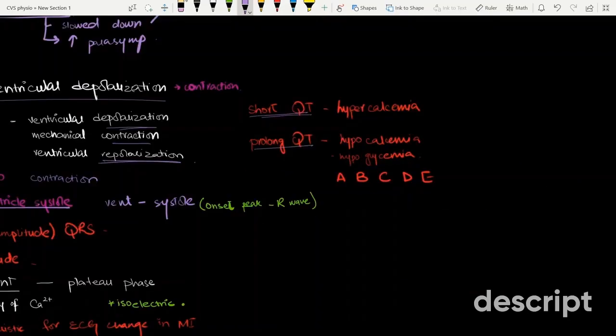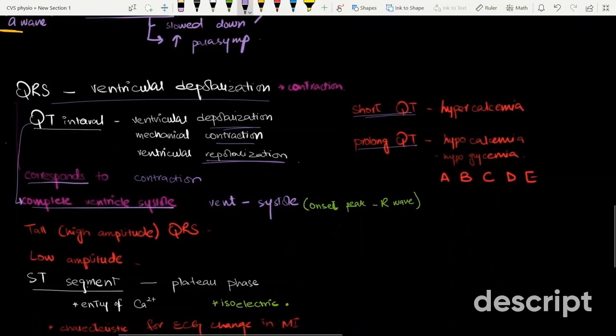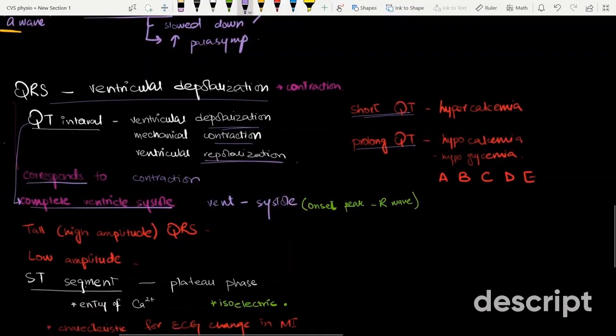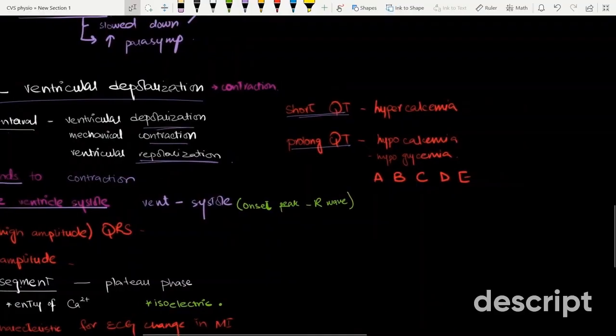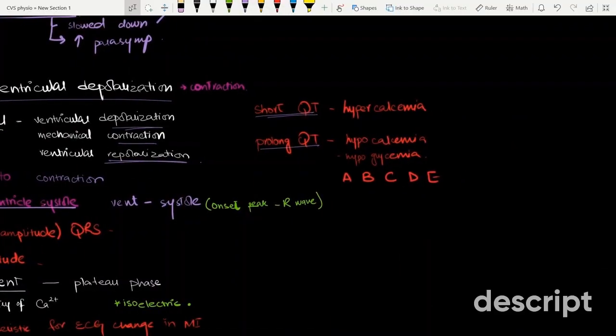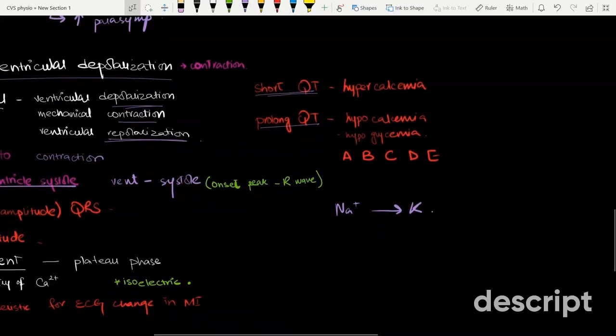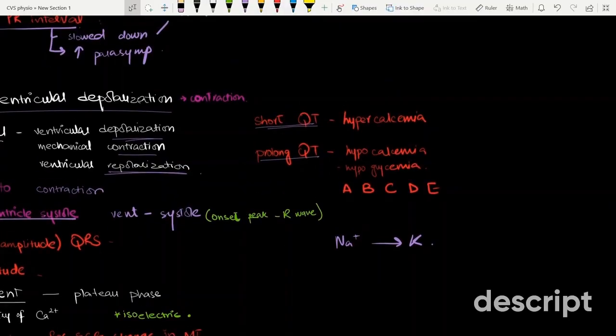R wave. So, as we have discussed, QRS represents ventricular depolarization, and the T wave and the ST segment represents ventricular repolarization. So, in short, the QT interval is the total time of ventricular action potential from sodium influx to potassium mediated recovery, or basically the RMP.